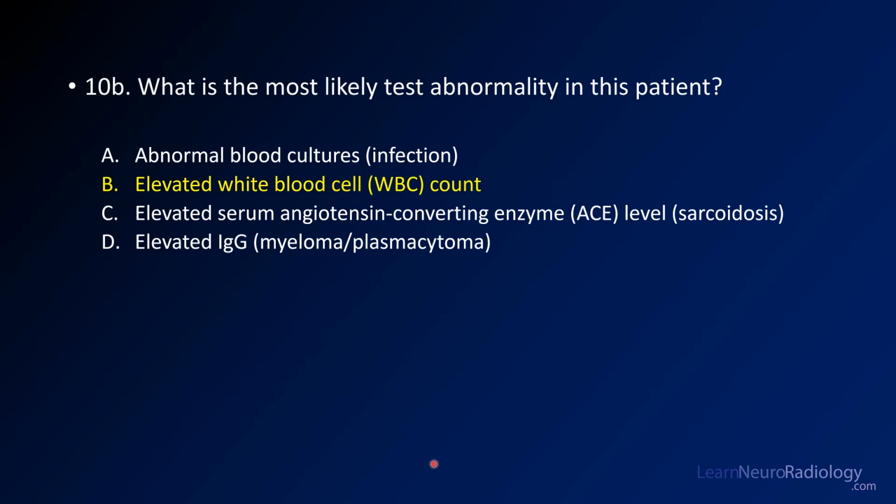Now, the most likely test abnormality in this patient is going to be an elevated white blood cell count. Many times people with lymphoma have abnormal circulating white blood cells. ACE would be associated with sarcoidosis. Myeloma or plasmacytoma, you might have an elevated IgG level. So again, that's something you might think about in an older patient.